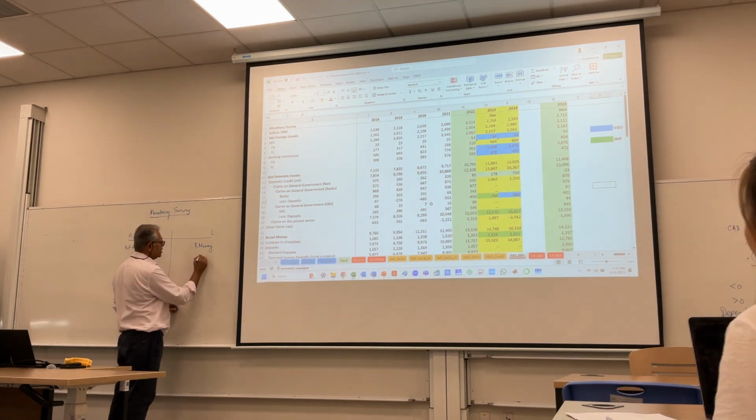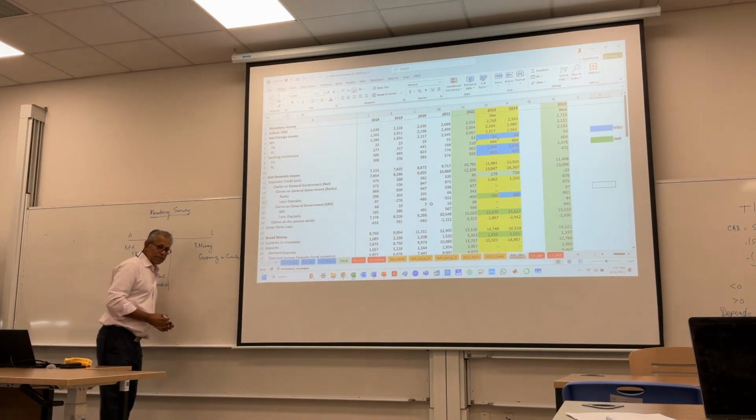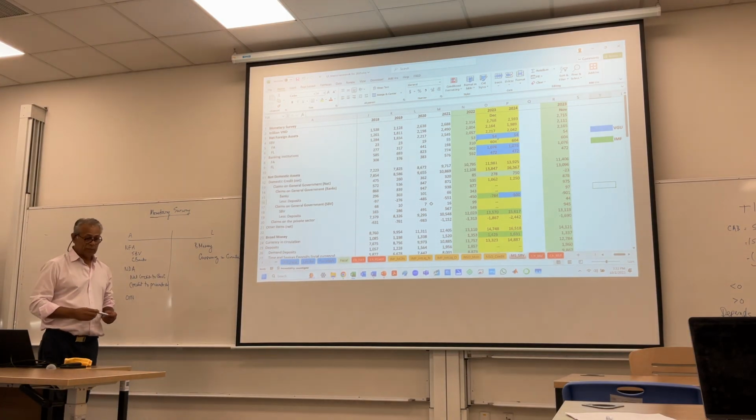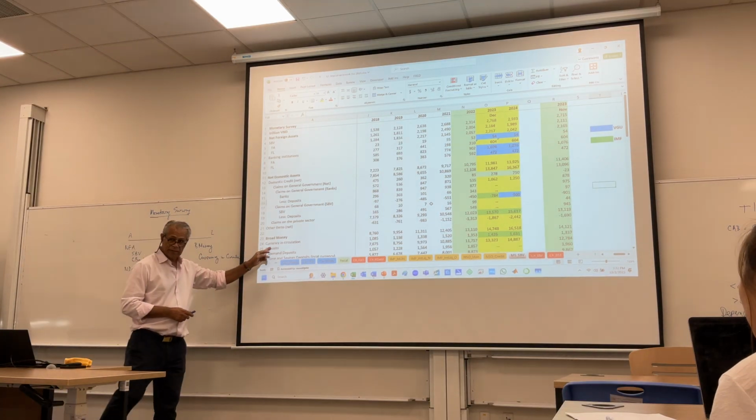And in broad money, we have currency in circulation. This is the currency, the VND, that is printed by the State Bank of Vietnam and that is outside the State Bank of Vietnam, currency in circulation.